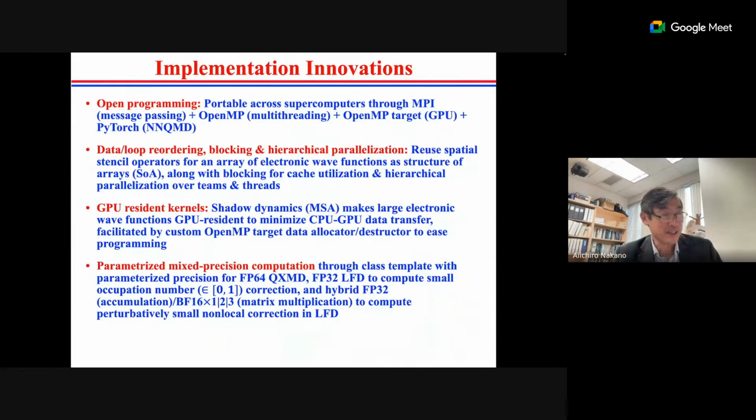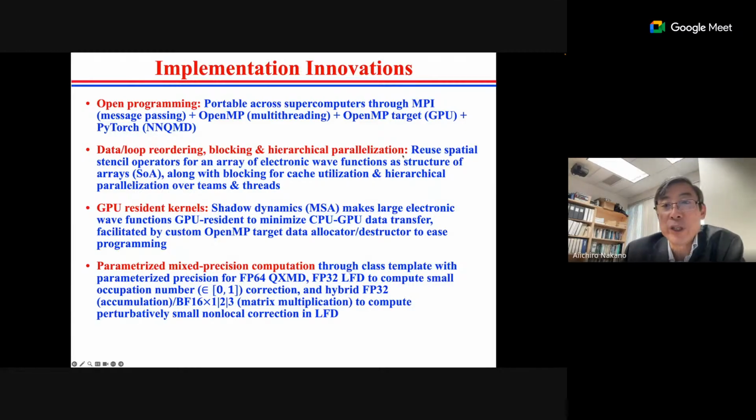So these algorithmic innovations are complemented by our implementation innovations. First of all, we use open programming because we have an Intel GPU, but we also try NVIDIA GPU and AMD GPU, so we cannot use, for example, CUDA for GPU programming. We try to be open. Our approach is portable across all existing supercomputers, through MPI for message passing, OpenMP for CPU multithreading, OpenMP target offload for GPU offloading, and PyTorch for the neural net part.